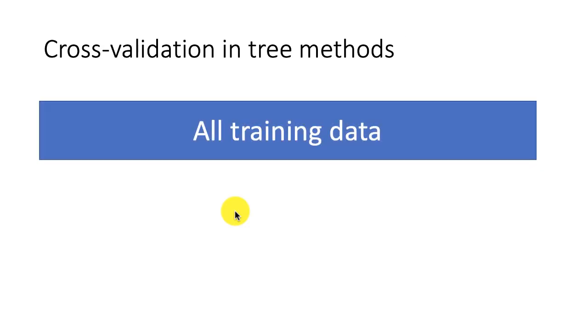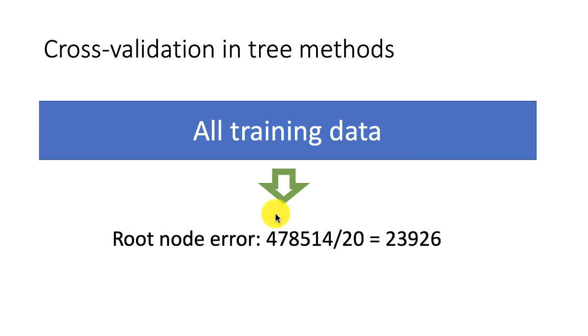Okay, so of course in cross-validation, what the methods do is they take all the training data. Remember, in cross-validation, what we are trying to do is to find the optimal tree and avoid overfitting. So we take all the training data, and we know that the root node error for the training data in our example is 478,513.8. We divide that by 20, and that gives us what is called a root node error of 23,926 per case, because there are 20 cases which are generating this amount of deviance. So this is basically the deviance per case, the average deviance.